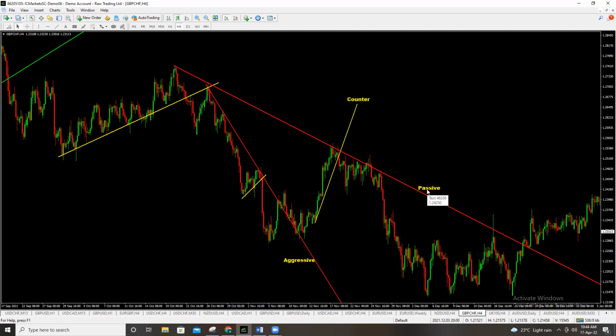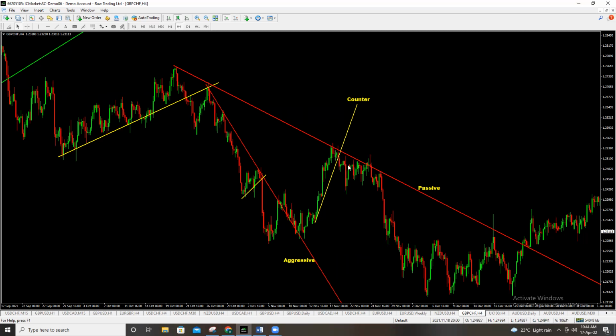So very, very important, have your aggressive trend line. When your aggressive trend line is broken by a significant candlestick, you wait for the retest. Now you can counter trade. Trade back. But to what point? To the point where your passive trend line has a third touch.